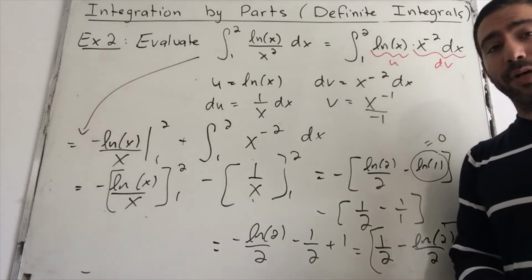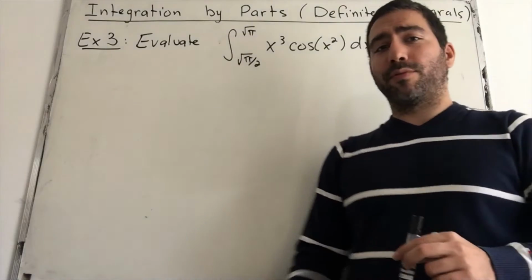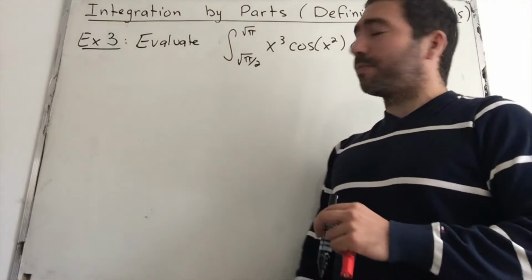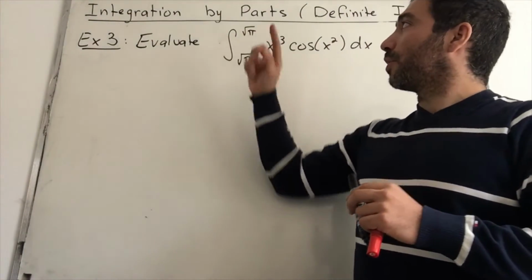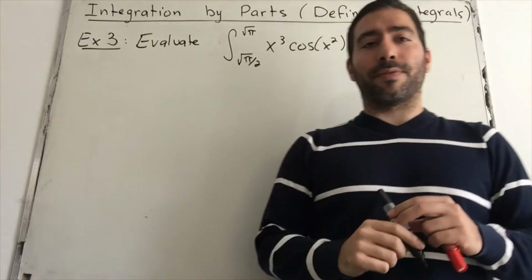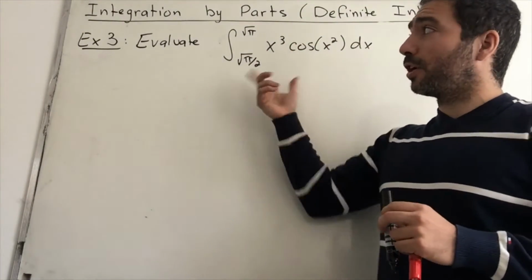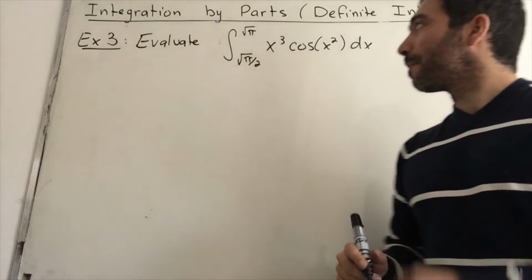So let's go ahead and keep practicing. In the following example, we have to evaluate the integral from the square root of pi over 2 to the square root of pi of x cubed times cos of x squared dx. So give this a shot, pause the video, see if you're able to solve it.